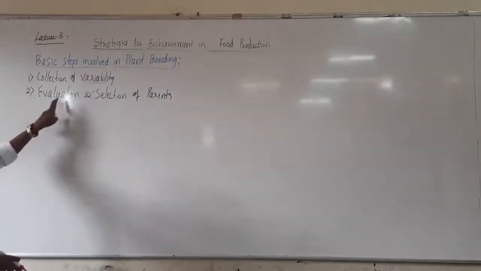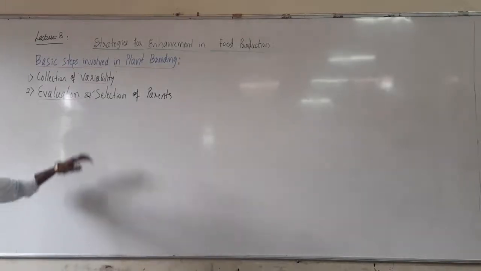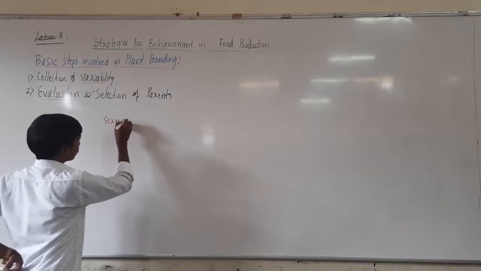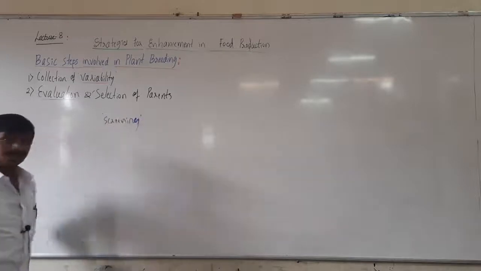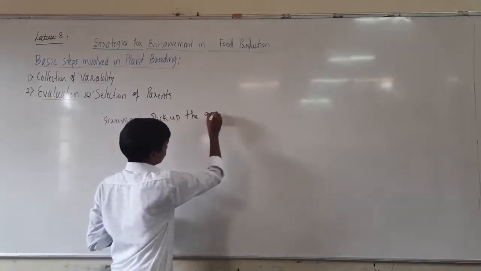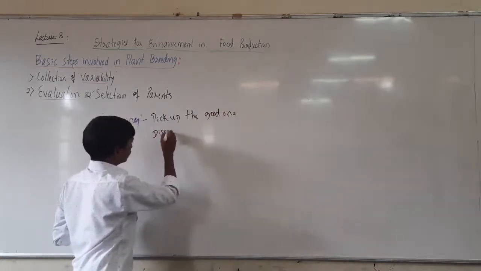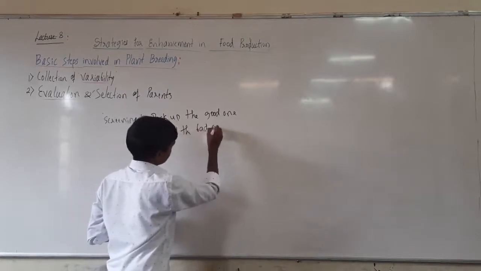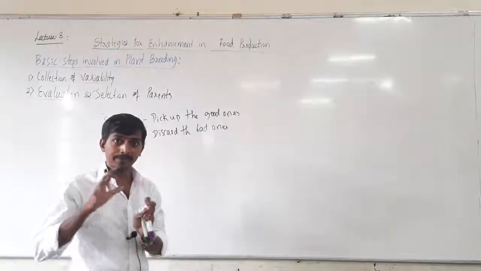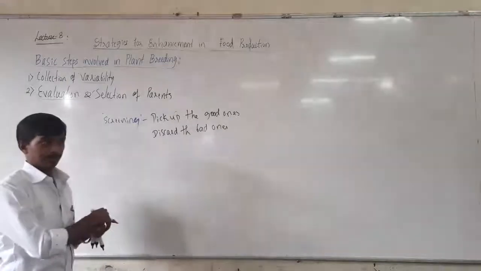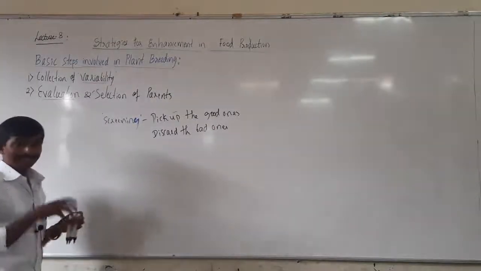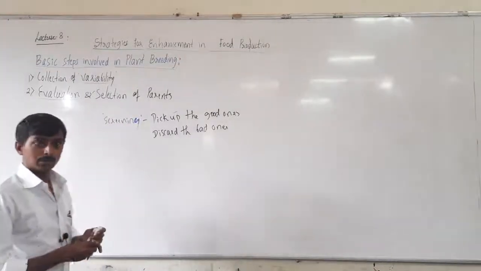But before selection we need to evaluate. Whatever plants we have collected here, among them we must perform screening. Screening means pick up the good ones and discard the bad ones. Among the 10 plants you collected, say 6 plants were found better, then pick them up and take them for the next generation. Among them 3 are found not that satisfactory, discard them. That's what we call screening, selecting the better ones among all we have collected.